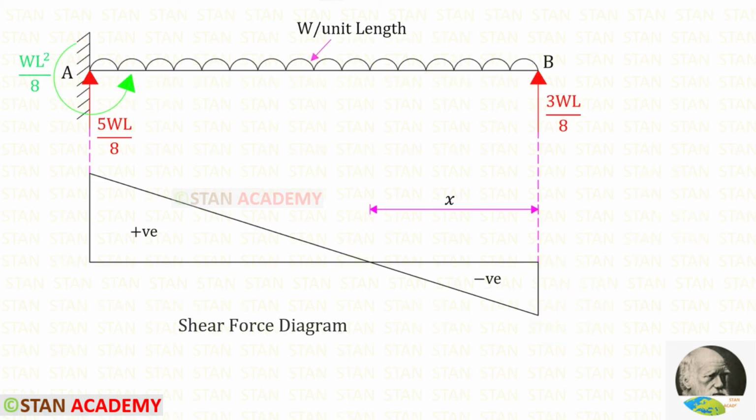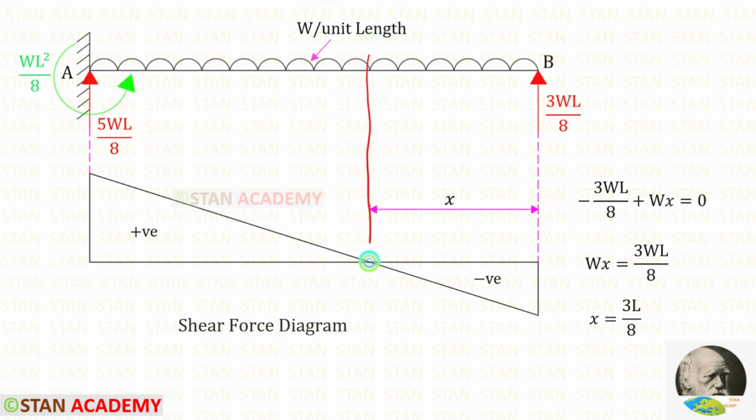Here you can see the shear force diagram. At this point, the shear force becomes 0. So at this point, there will be maximum positive bending moment. At that point, let us make a section and let us keep the distance as x. We know that in this section, the shear force is 0.